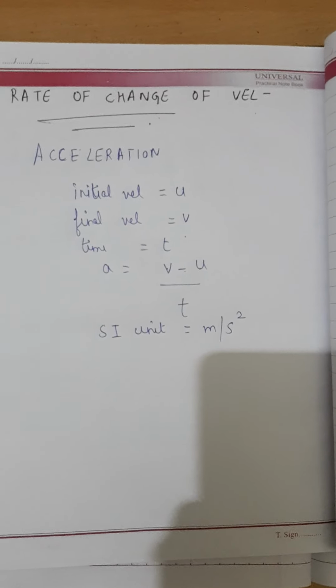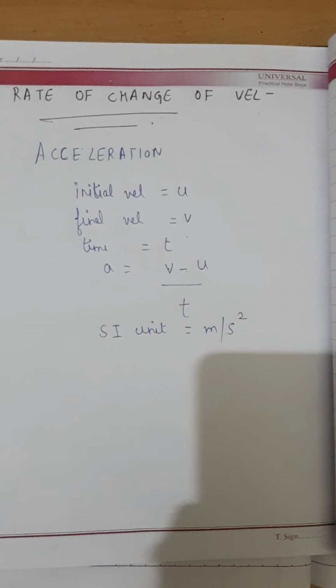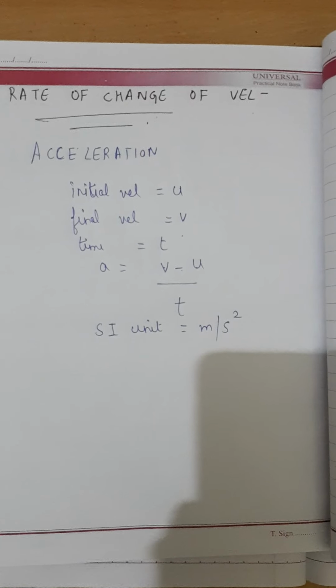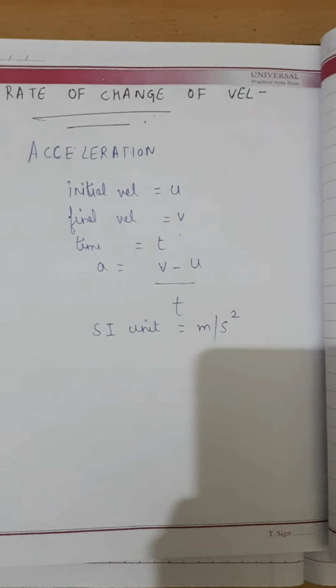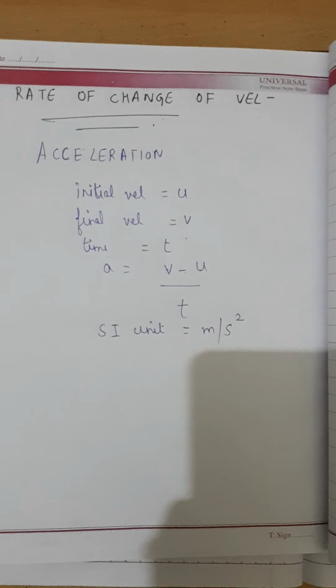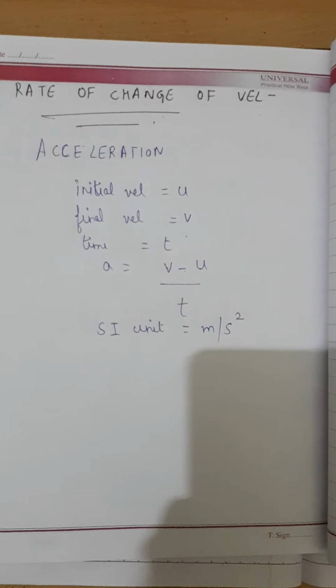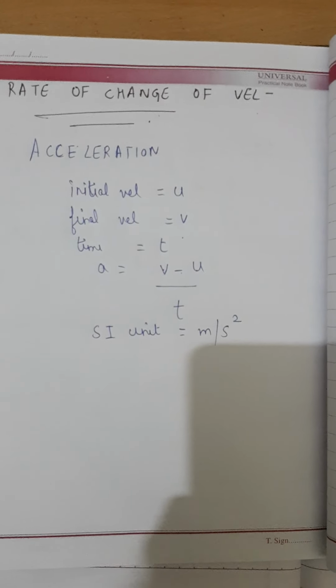Now, if an object travels in a straight line and its velocity increases or decreases by equal amounts in equal intervals of time, then the acceleration of the object is said to be uniform. On the other hand, an object can travel with non-uniform acceleration if its velocity changes at a non-uniform rate.